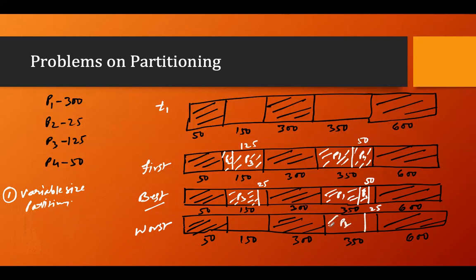And what is left? Left is 50. Now P2. P2 requires 25. How much is left? 150 and 50. Which is the highest? The highest is 150. And P2 goes here. What is left? Left is only 125.